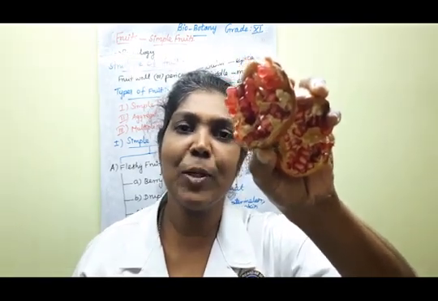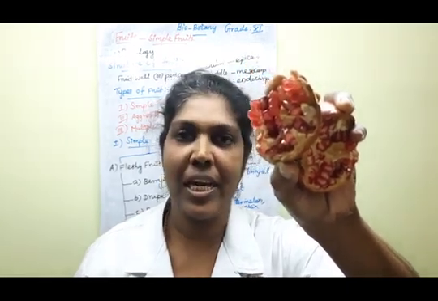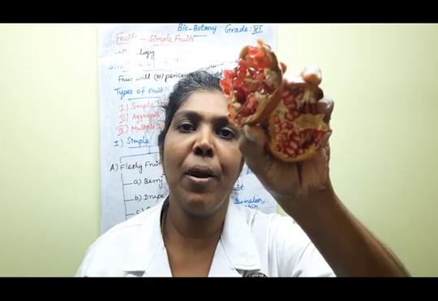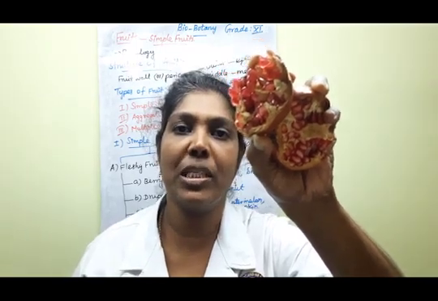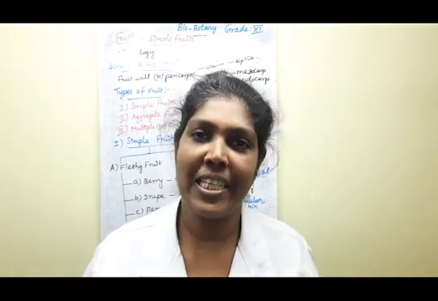So this is the type. What is this type of fleshy fruit? Very good, balausta. Clear? That's a good one. An example of this balausta type of fruit is the pomegranate. Understood? So these are the things.